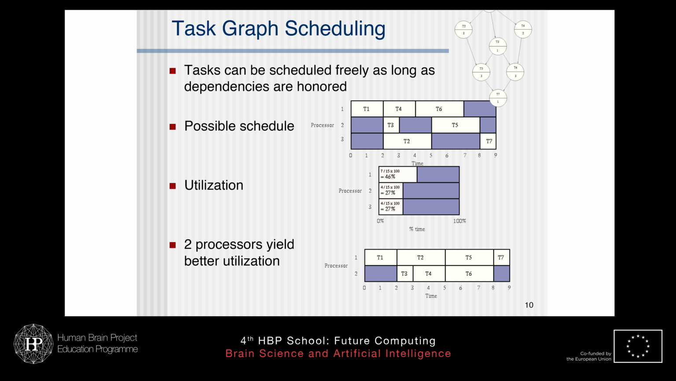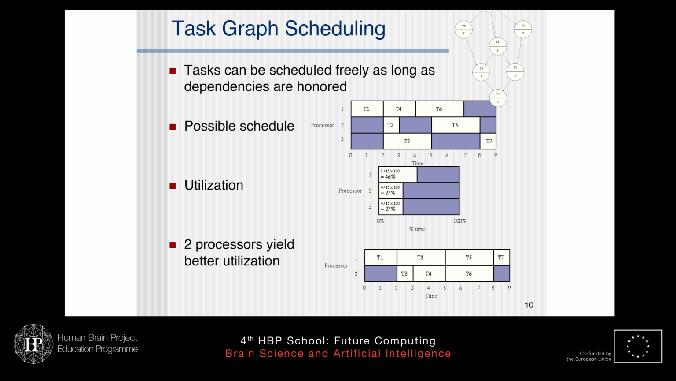But then you would also like to reuse the resources efficiently, right? And if you come with a schedule like this, you see there is a lot of idle time in between here, right? So effectively, it's only 27% for most of the resources that are being used. So you could actually get much better resource utilization if you use fewer resources in this specific example.